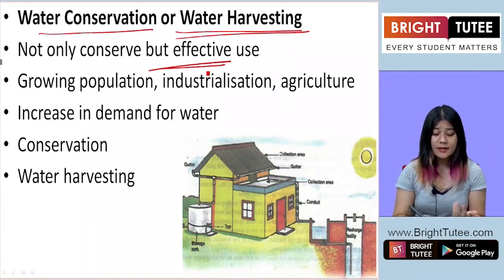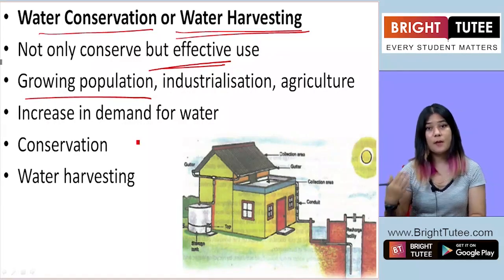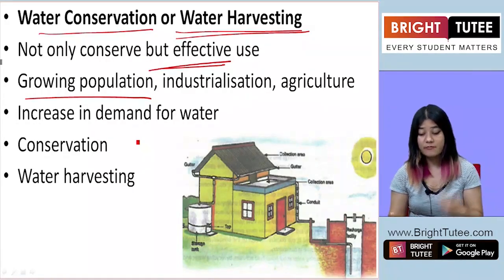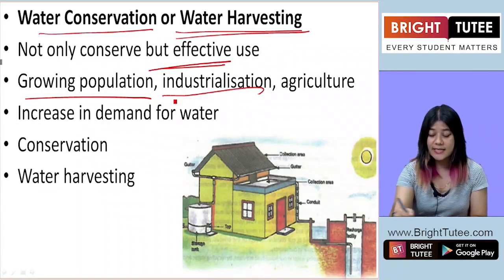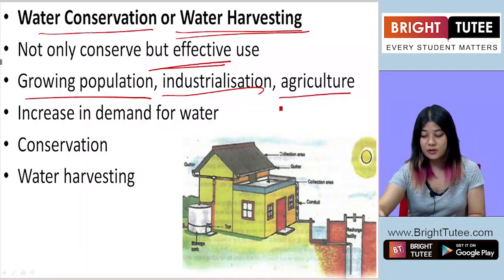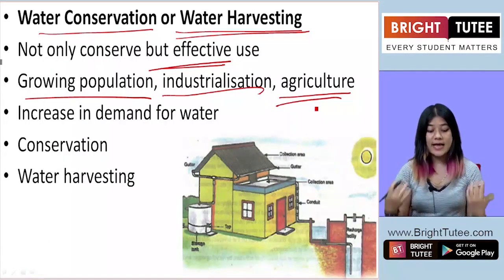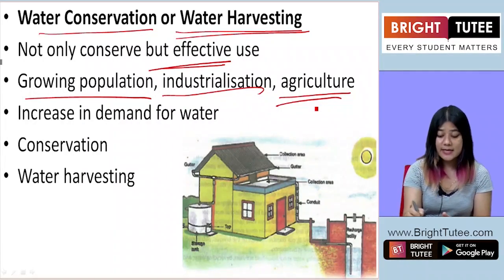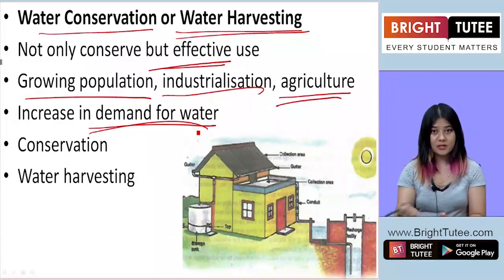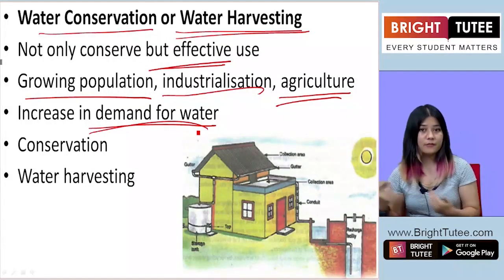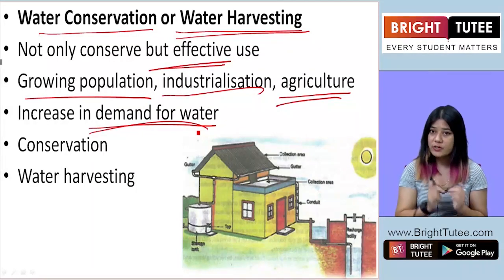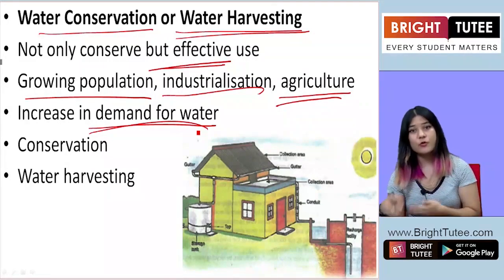Alright. Now, with the growing population, the number of people on Earth, in our planet, is growing each year. Okay, rapidly growing. The industrialization is also growing. Agriculture is also growing. Now, with the increase in these activities, the demand for water also increases. More people, more need for water. More industries, more need for water. More agriculture, more need of water. More construction, more need for water.